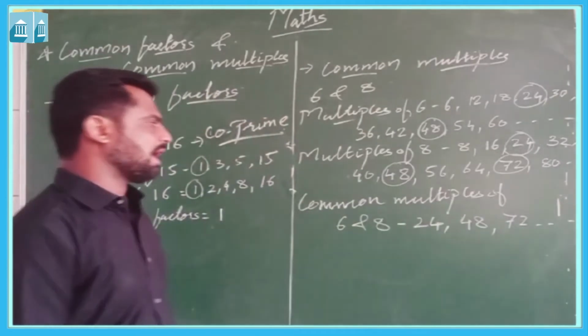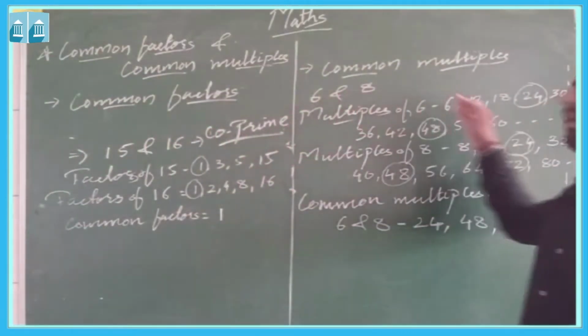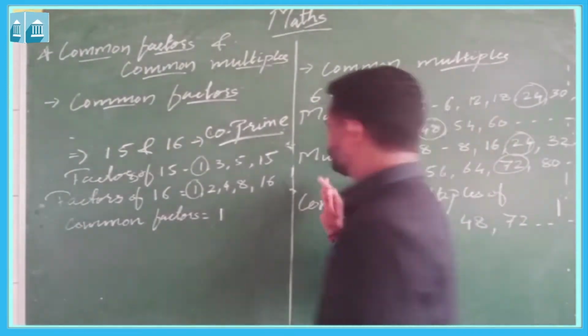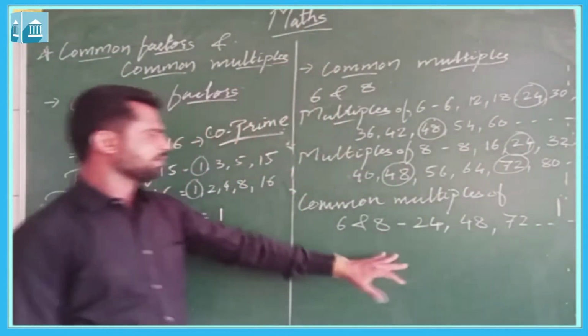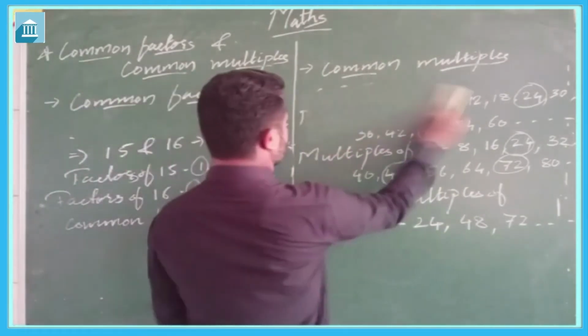Common multiples are always infinite, as multiples are infinite. So we cannot count common multiples. Now let us do one more example.